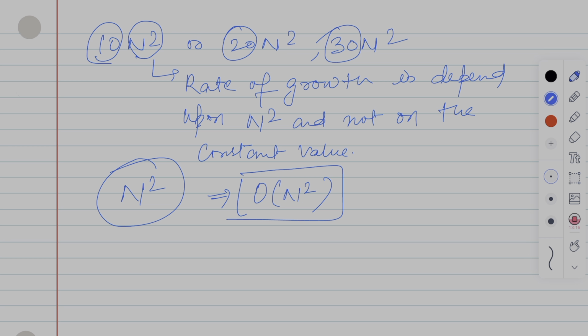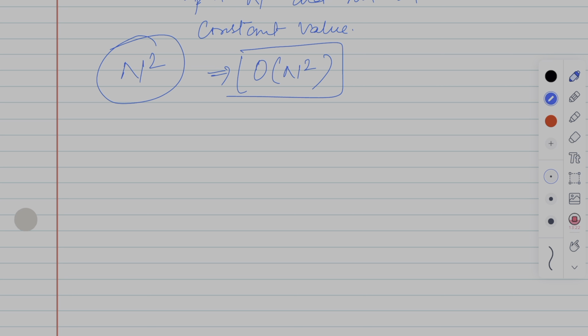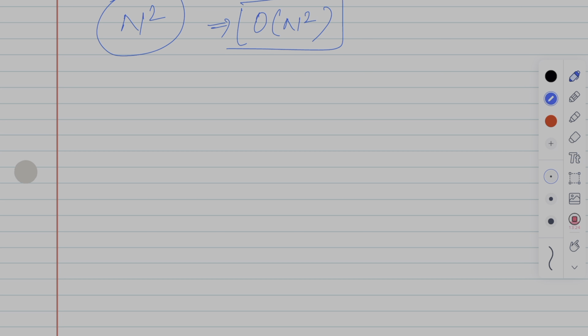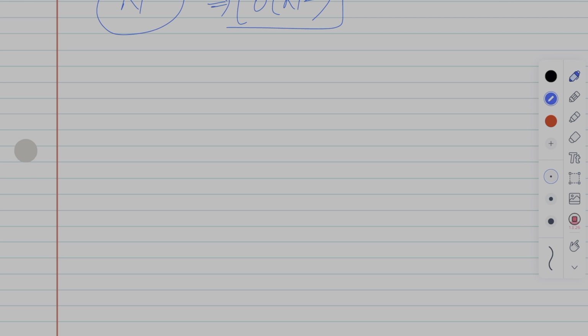Before that, let's just talk something about space complexity as well. So, space complexity.